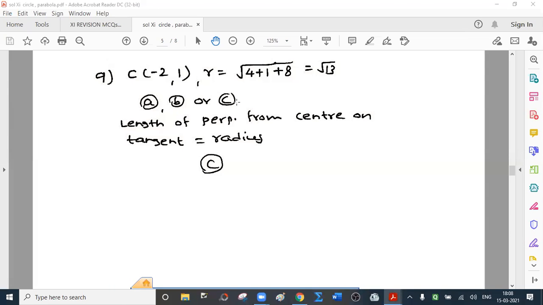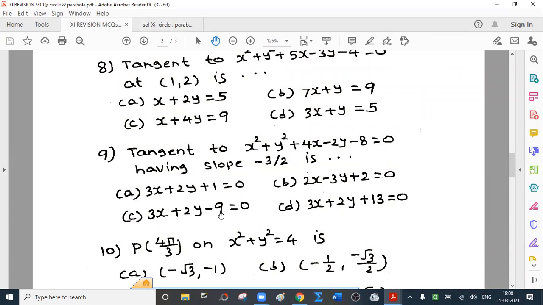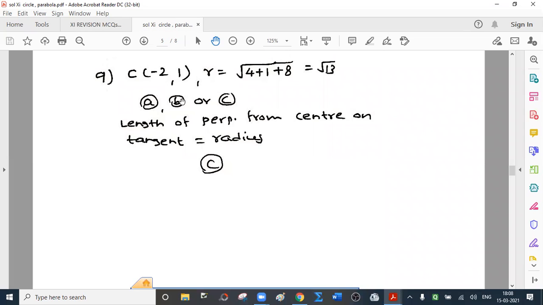As I said, D, one minute, we are doing some number 9. So A, C or D. I'm sorry, A, C or D is the correct option. I should have written A, this is wrong. A, C or D, not D. So length of perpendicular from center on the tangent must be equal to radius. So you have to check options A, C and D. In case of A, they are not equal. In case of C, they are equal. So the correct option is C.